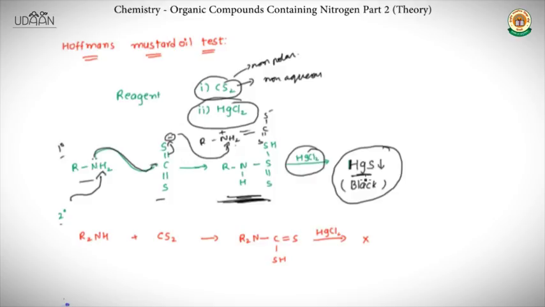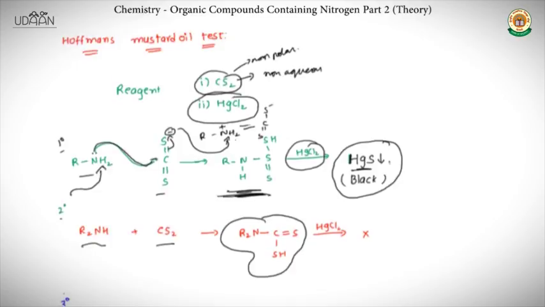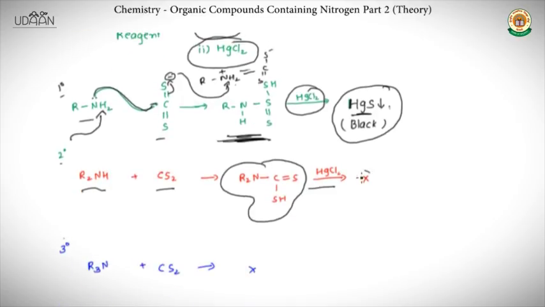In a question, if you are given an amine and it is treated with CS2 followed by HgCl2, you get a black precipitate, and you are asked to find out which amine it is, you can directly say that it is a primary amine, as HgS formation indicates that it is primary. Now for secondary, you have R2NH. If you treat it with CS2, you are going to get this compound. Now if you treat it with HgCl2, no reaction would occur. Now this is an inorganic reaction which you are supposed to remember.